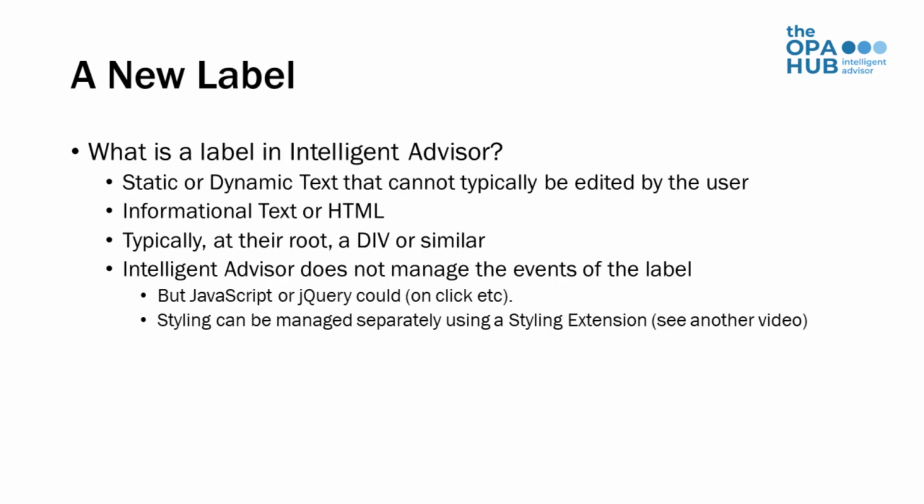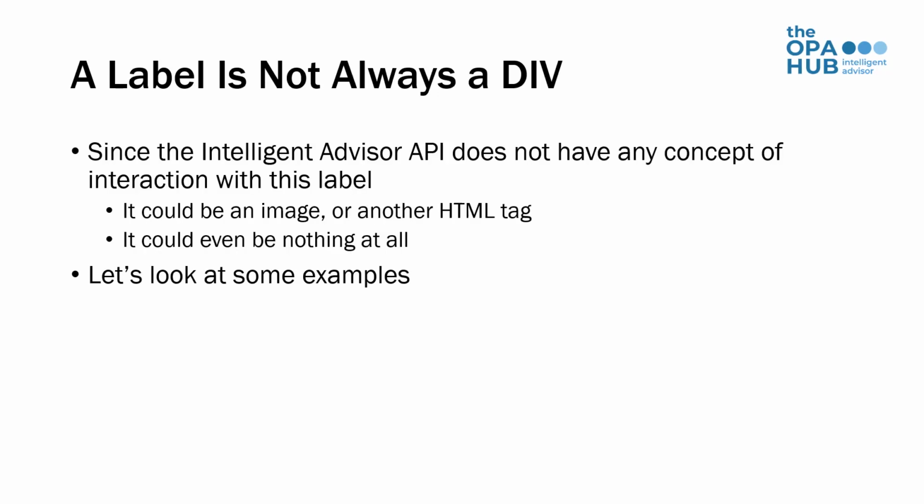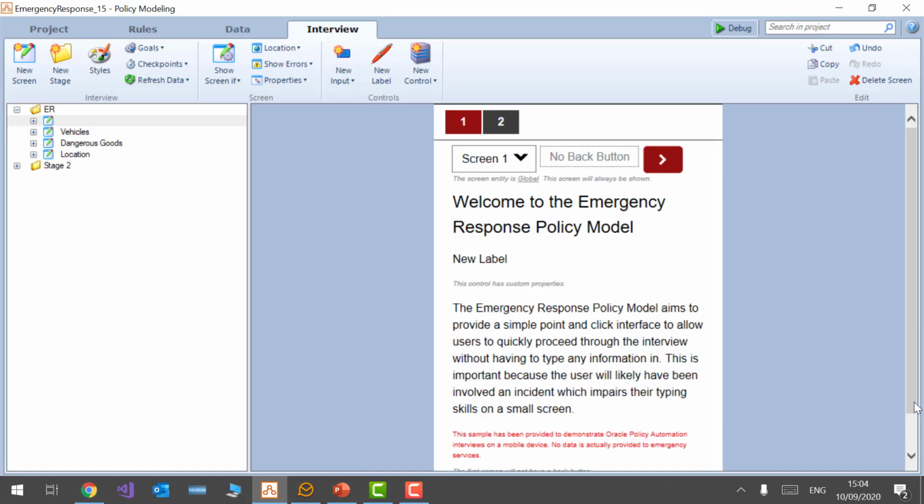Now we've created a new label, and we want to do something with it a little more exciting than just having text on the page. What else might we do with it? Well, a label is not always a div, really. It can actually be pretty much anything you want. It could be an image or any other HTML tag that is useful for rendering semi-static data. Let's look at a couple of examples and you'll probably get the idea.